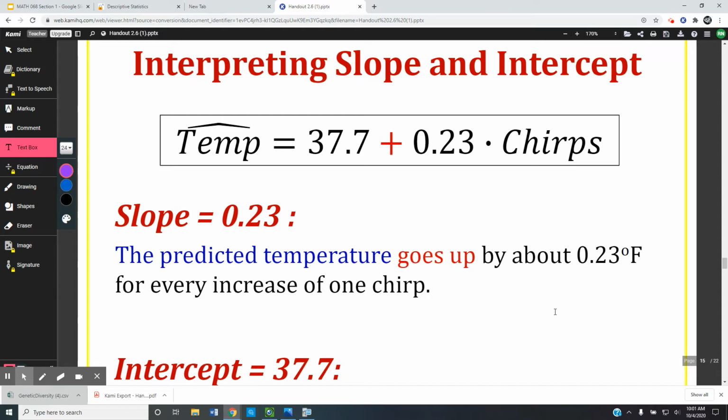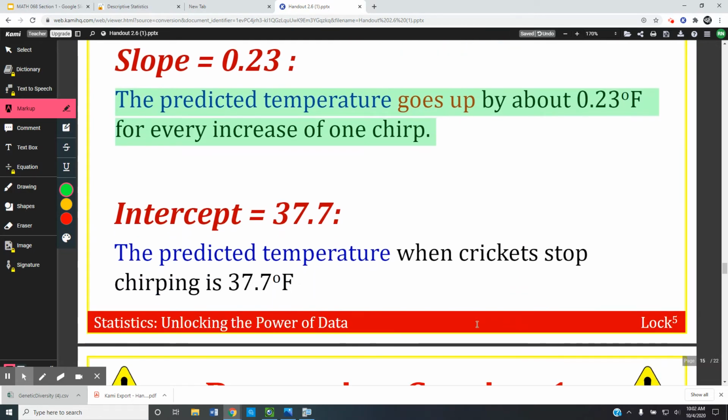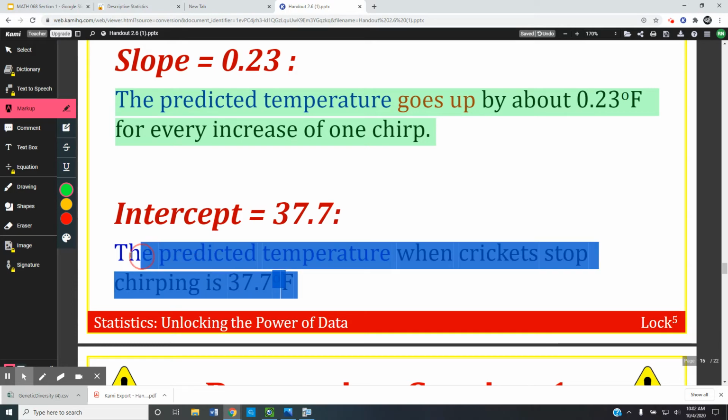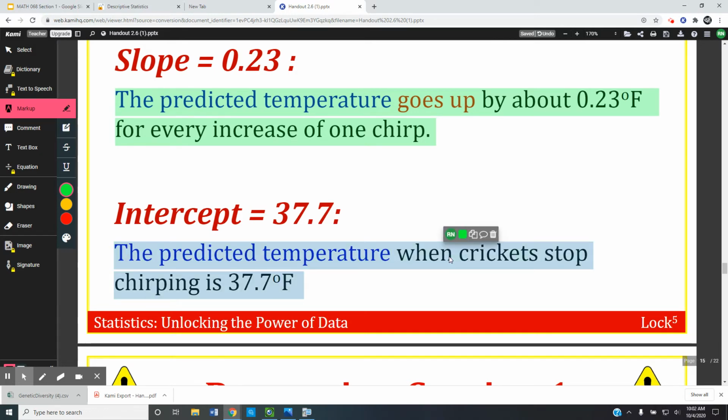So here, for the slope of 0.23, the predicted temperature goes up by about 0.23 degrees Fahrenheit for every increase of one chirp. When you're asked to interpret slope and intercept on your exams and quizzes, this is what you're looking to create. This exact wording, or something super similar that means the same thing. What does the intercept mean? The intercept says the predicted temperature when crickets stop chirping, or there are no chirps, will be 37.7 degrees Fahrenheit.